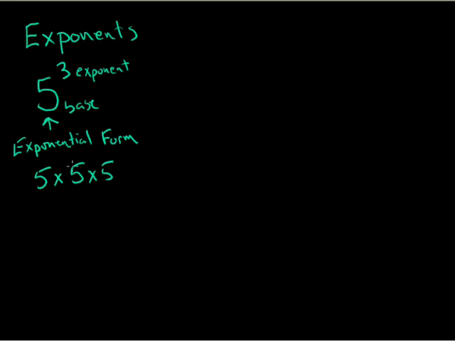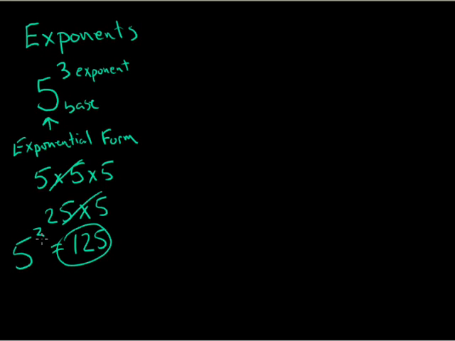Then we'll do order of operations to solve it. 5 times 5 is 25. Bring down what you didn't use, and 25 times 5 is 125. So 125 is the same as the exponential form 5 to the third power. This is the standard form, the longer way to write it. Now, if you are given expanded form and you want to write something into exponential form, that's also very easy.